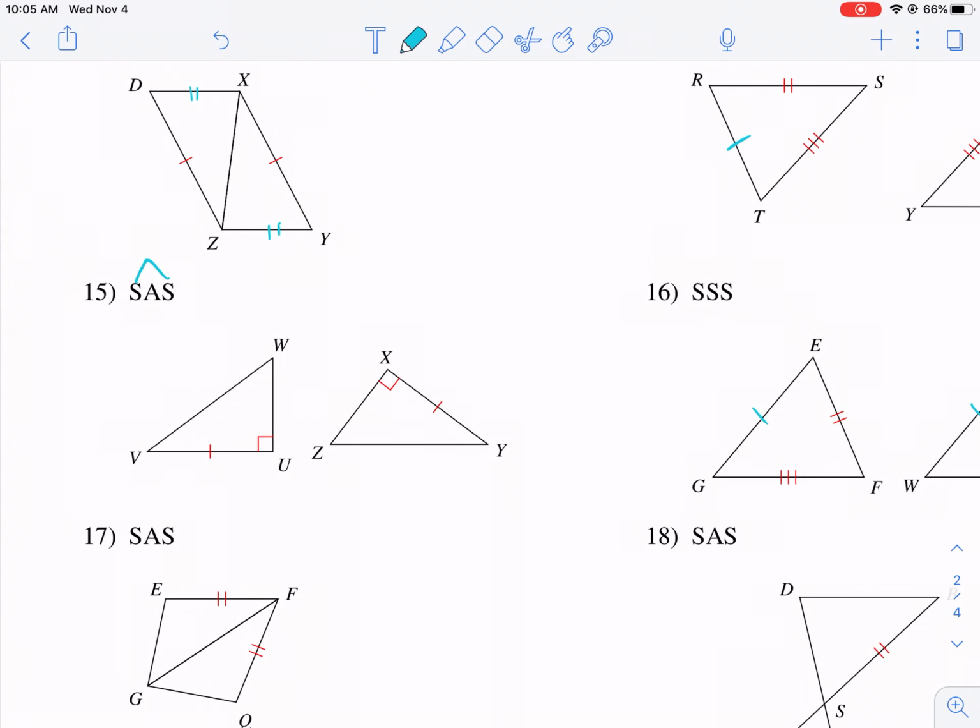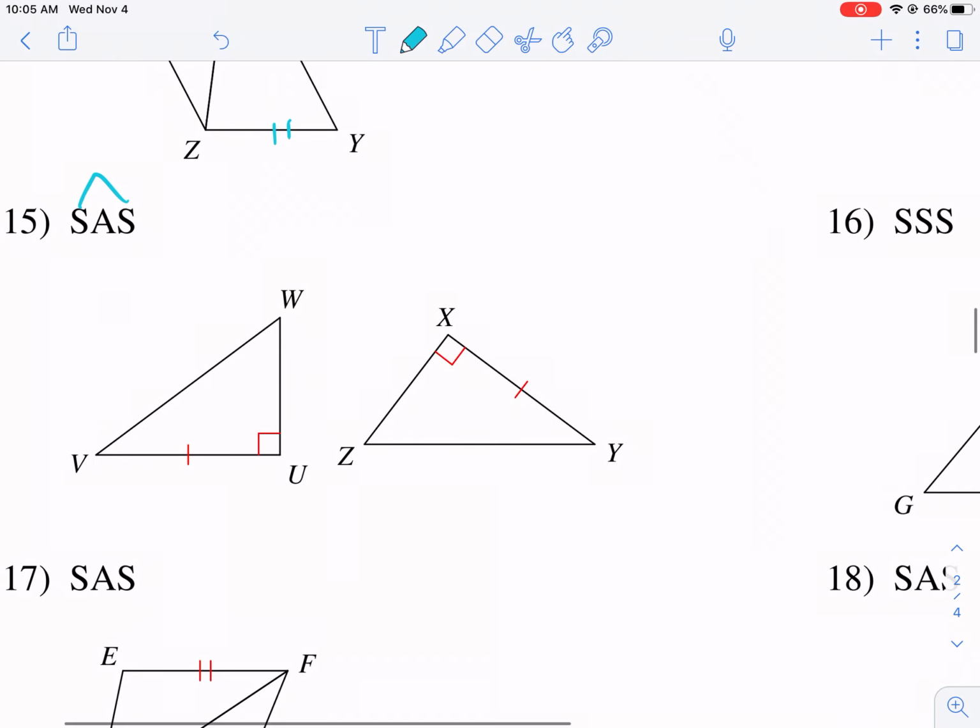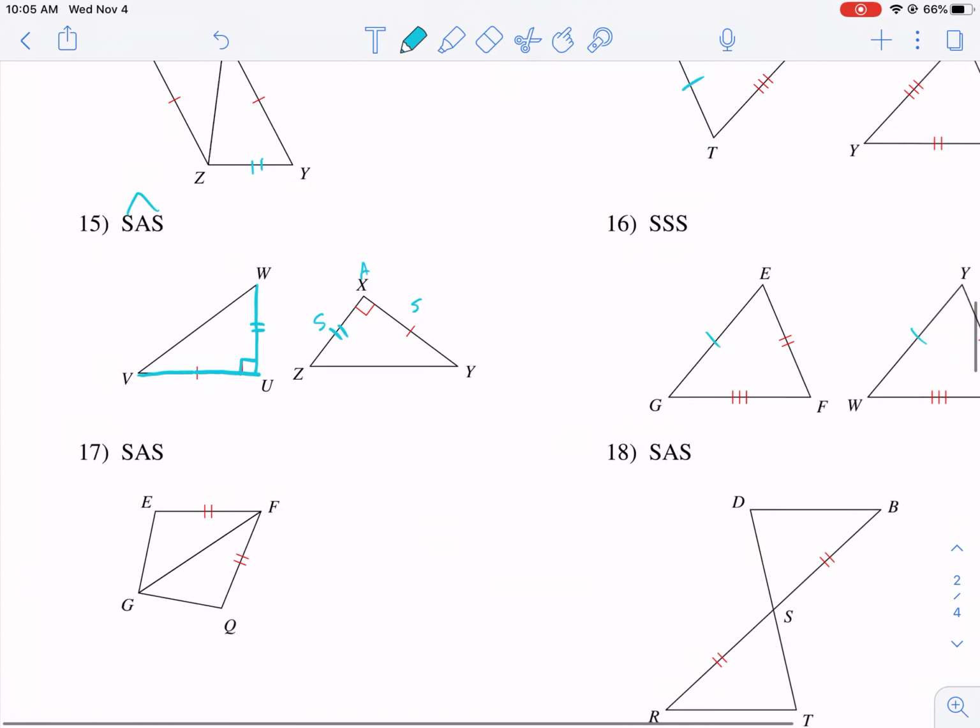Here we have side, angle, side. We need the two congruent sides to form the angle. This one's already starting to form the angle, so we just need to get this other side to help form that angle. So let's make it 2 here. That would mean a 2 here, so it also does the same thing, forming the angle on that side. Side, angle, side.